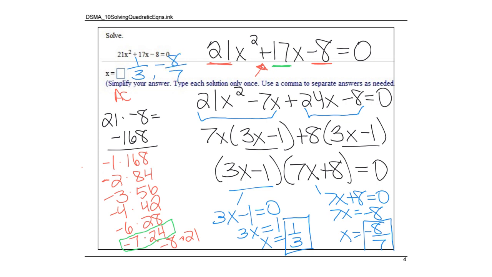All right, so that's one of the hardest ones in the DSMA 10 homework, because we not only have to use the hardest factoring, either the box method or the AC method, but we also then end up with some kind of a big number, and then at the end dealing with fractions.